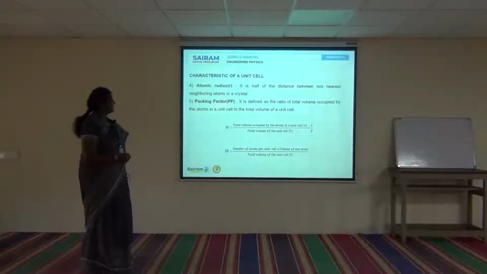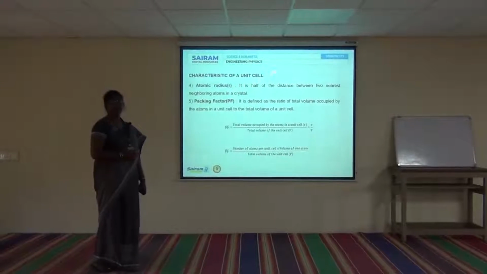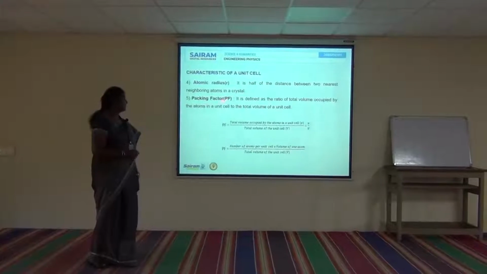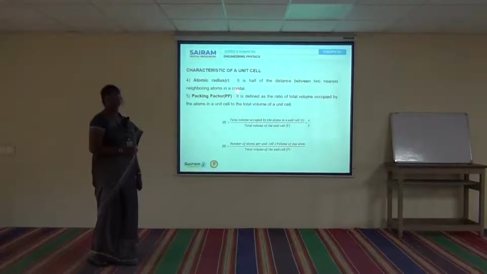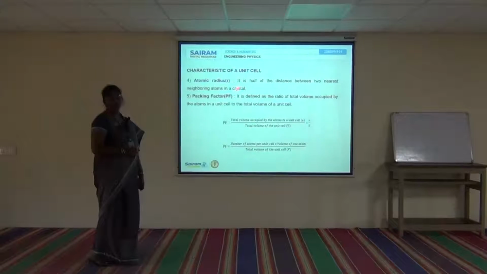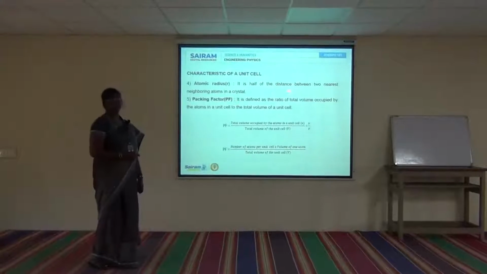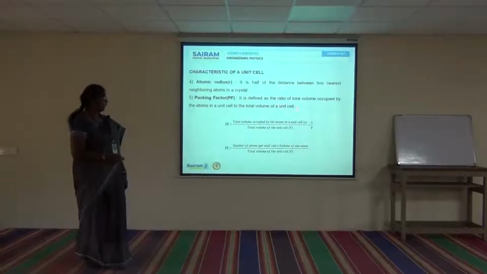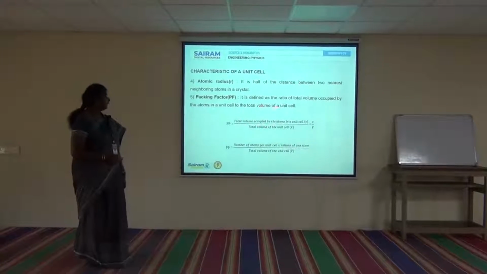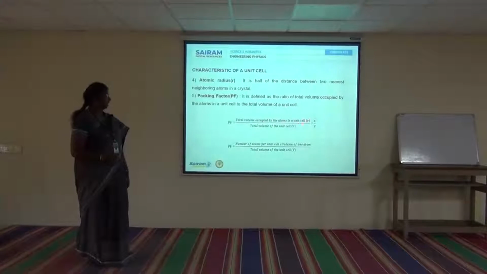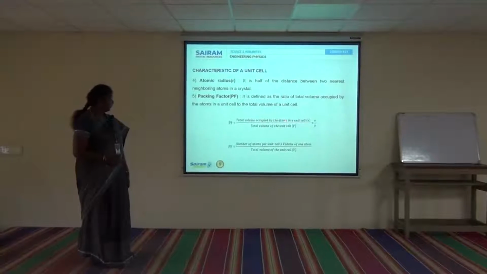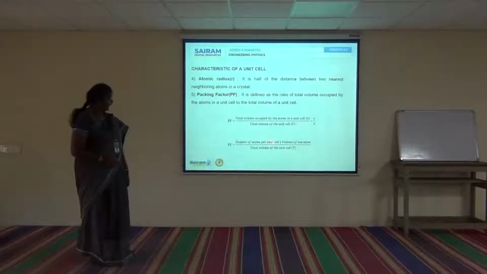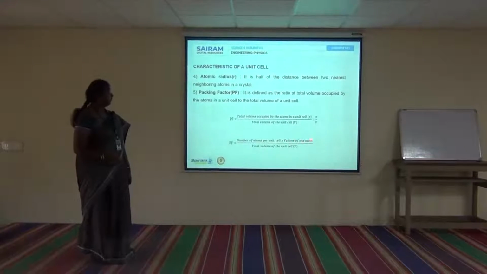The fourth characteristic is atomic radius. It is half of the distance between two nearest neighboring atoms in a crystal. And the last characteristic, an important one, is packing factor. It gives information on how atoms are packed in a unit cell. It is defined as the ratio of the total volume occupied by the atoms in the unit cell to the total volume of the unit cell. In the numerator, you will have the total volume occupied by the atoms in the unit cell. To find it, you have to find the number of atoms per unit cell times the volume of one atom.